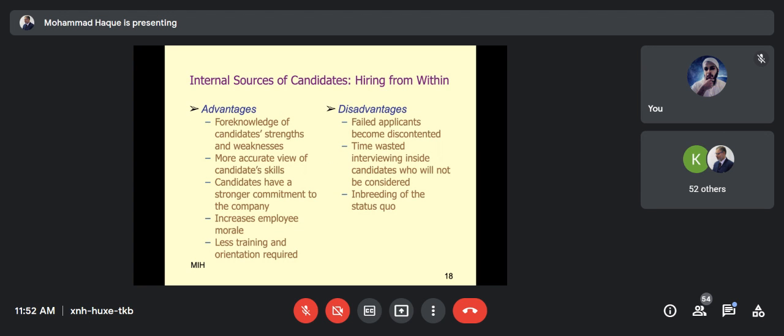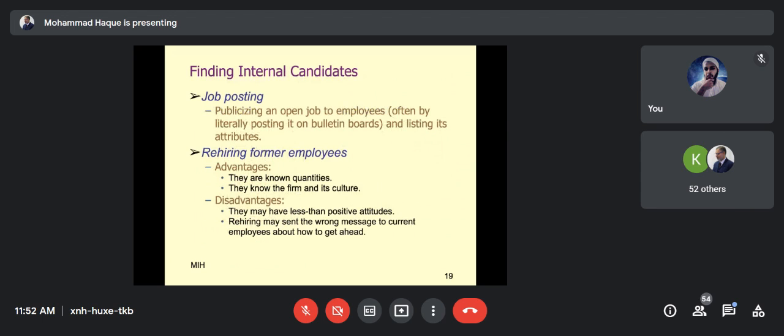But disadvantage is that failed applicants become discontented. Time will be wasted in interviewing inside candidates who will not be considered, and inbreeding charge is always there on such organizations who only promote from within the organization. Now, how to find internal candidates?